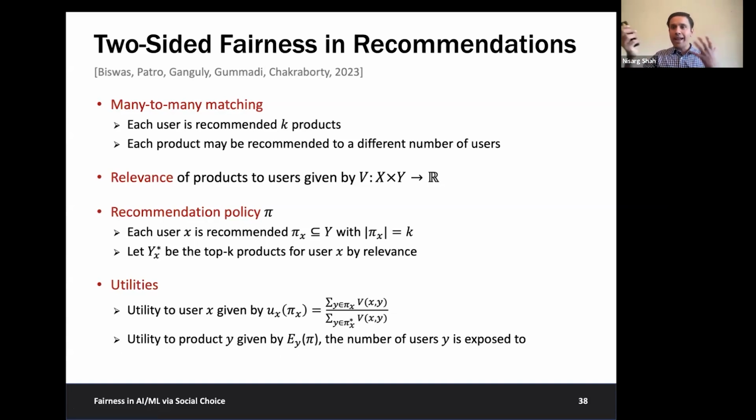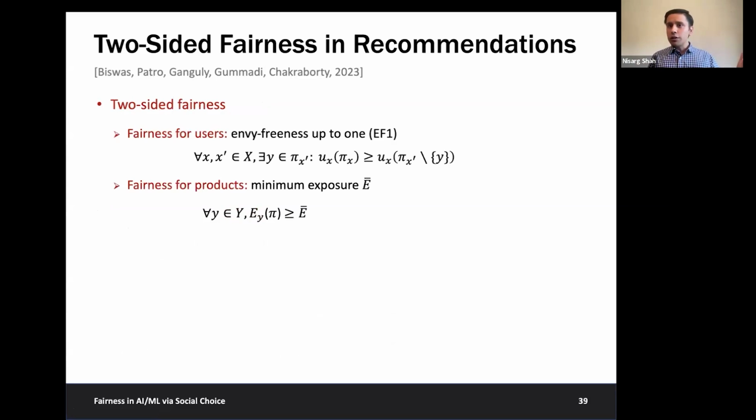And we want to somehow balance fairness on both sides at the same time. And so fairness to the users here is captured in terms of envy-freeness, but up to one product, because exact envy-freeness is not really always possible. So you say envy-freeness up to 1, where you say that the utility of X for the recommendations of X is greater than or equal to the utility of X for the recommendations given to a different user X prime, minus one particular item that they might be recommended, call this item Y.